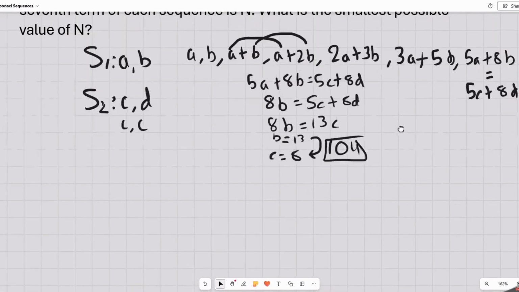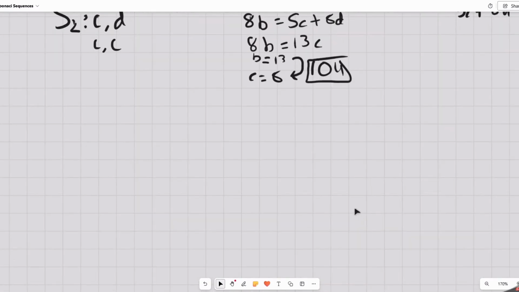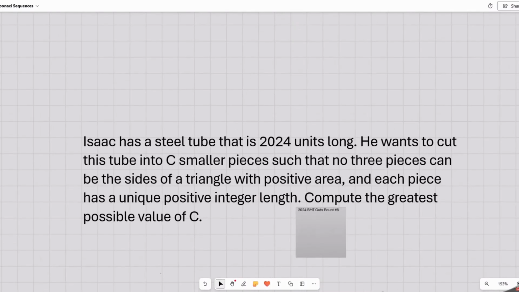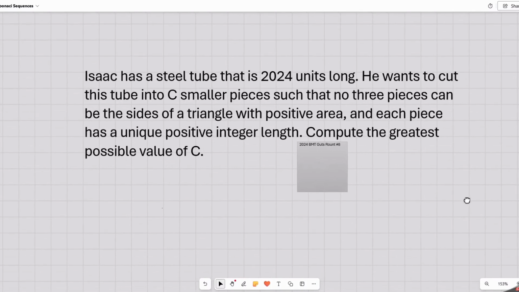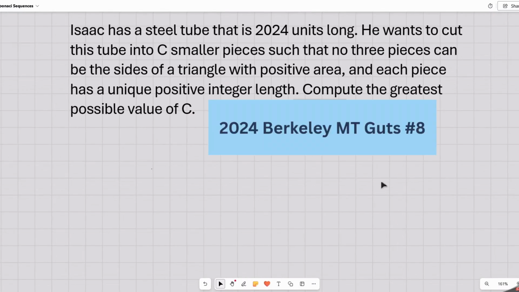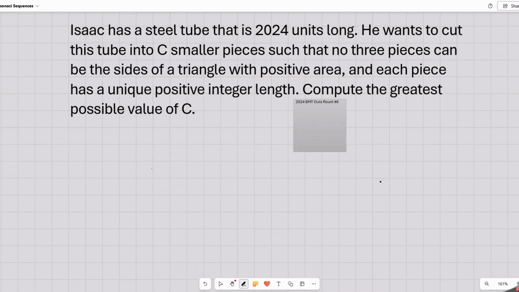So let's go over one more problem. This directly involves the use of Fibonacci, so let's go over it together. Isaac has a steel tube that is 2024 units long. He wants to cut this tube into C smaller pieces such that no three pieces can be the sides of a triangle with a positive area, and each piece has a unique positive integer length. Compute the greatest possible value of C.